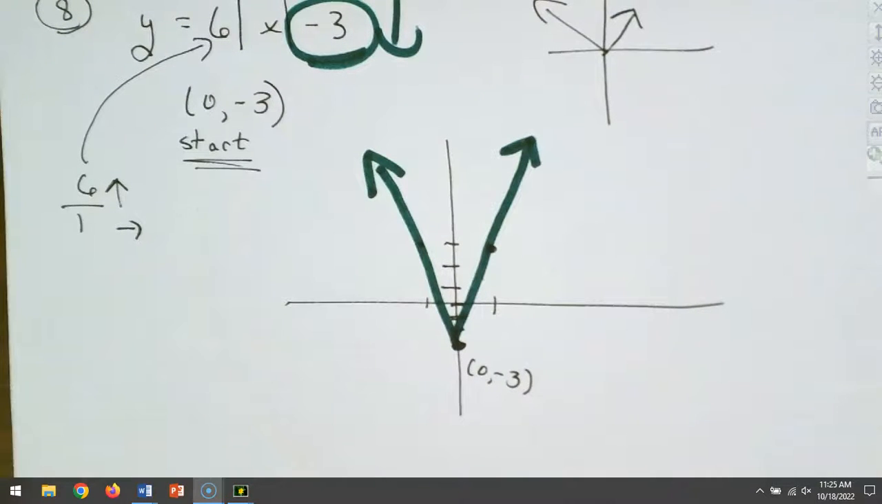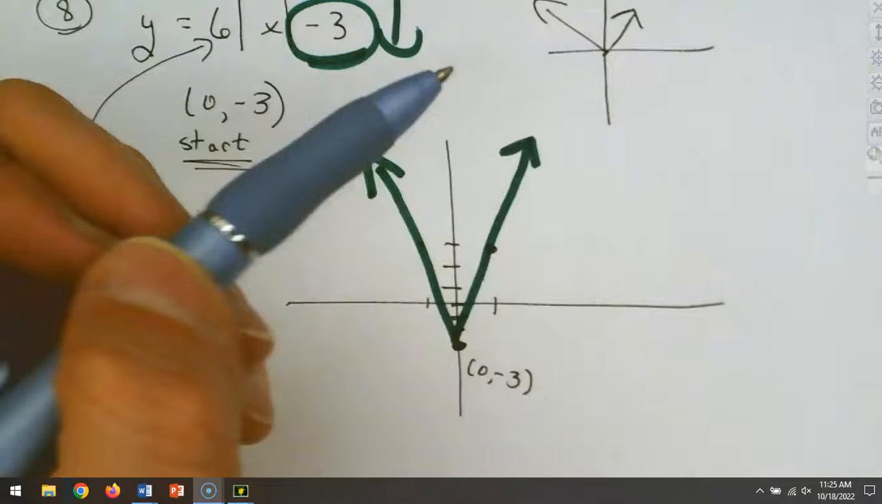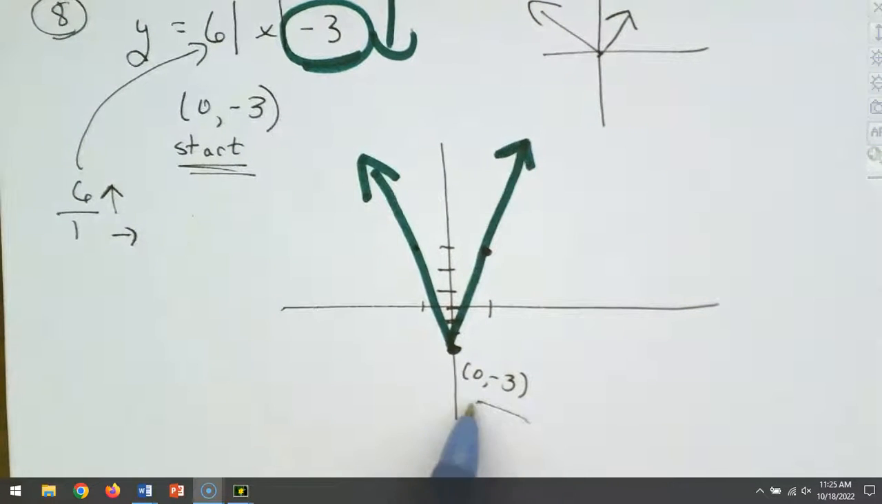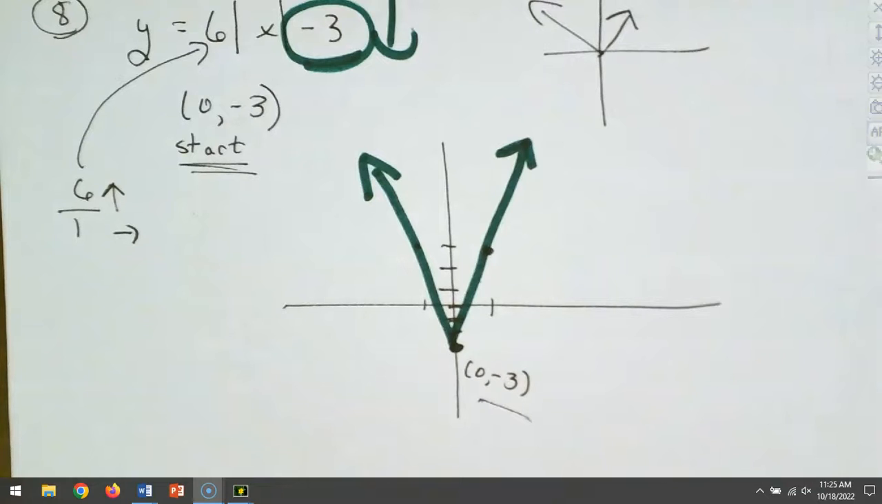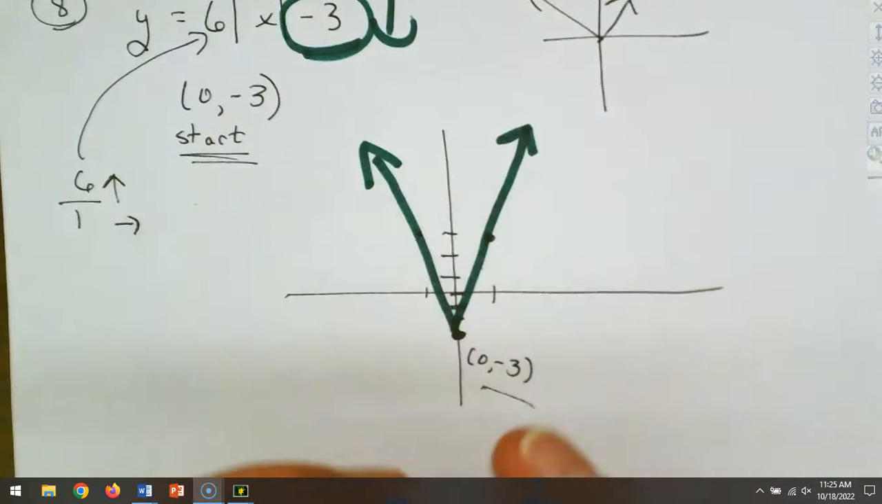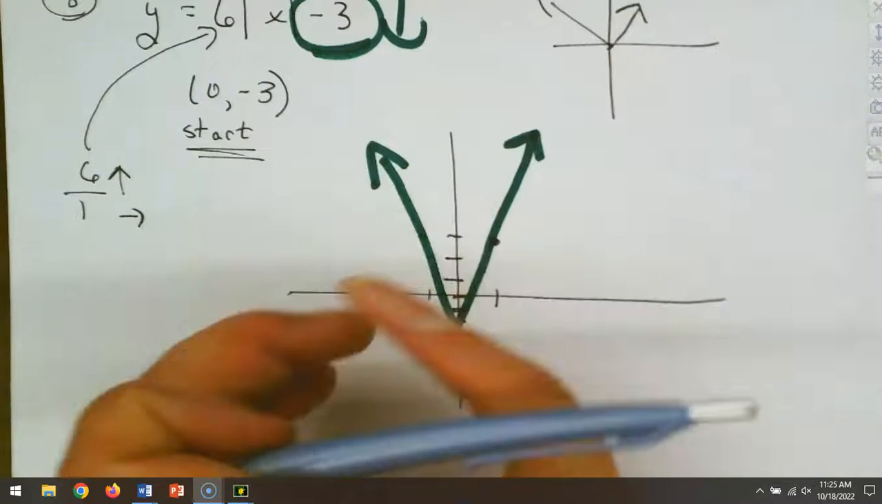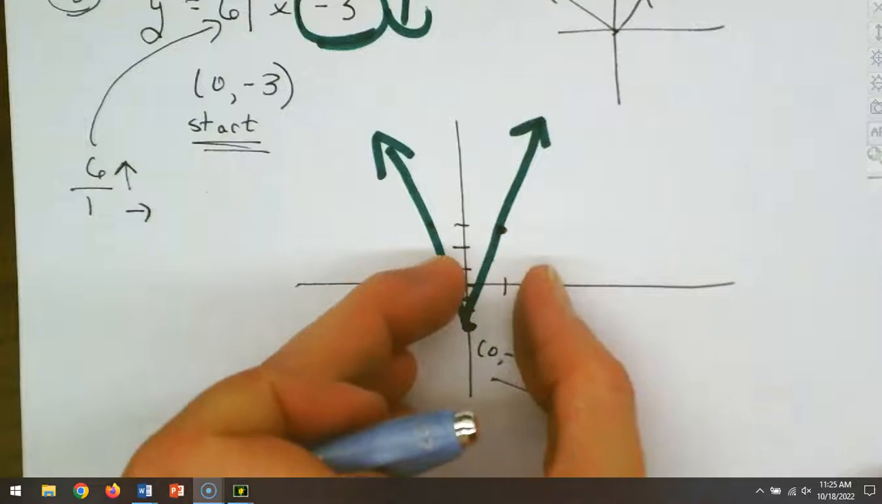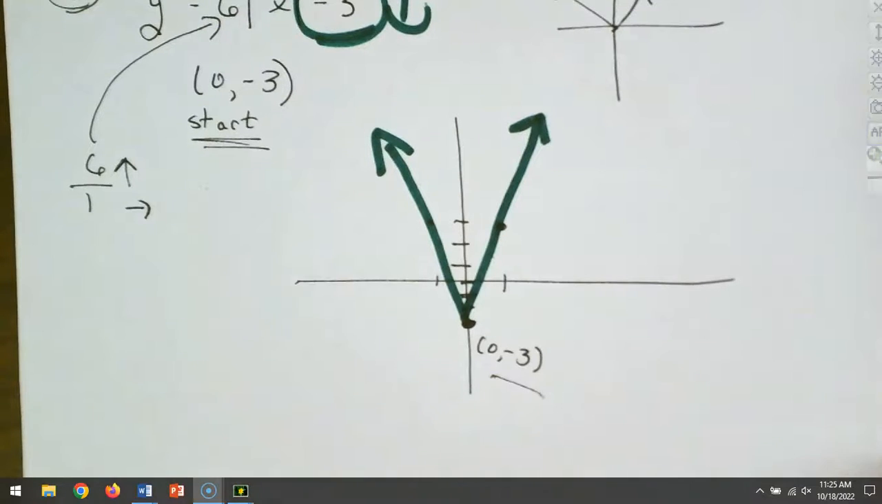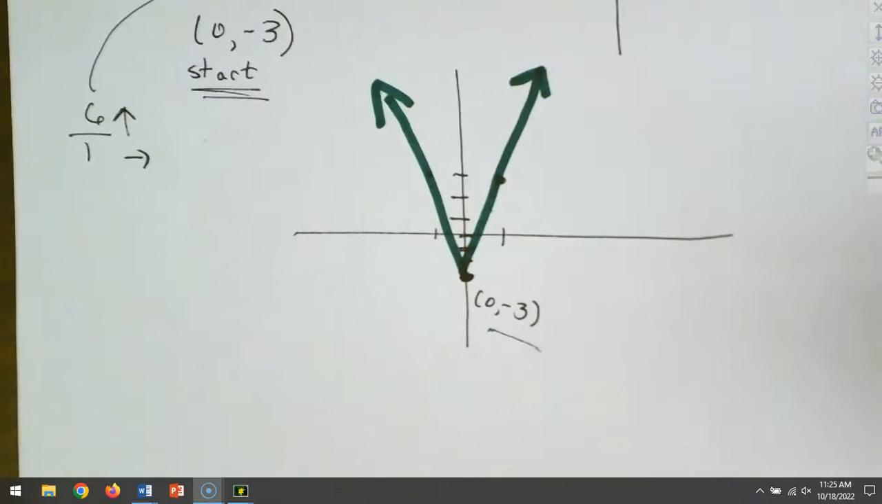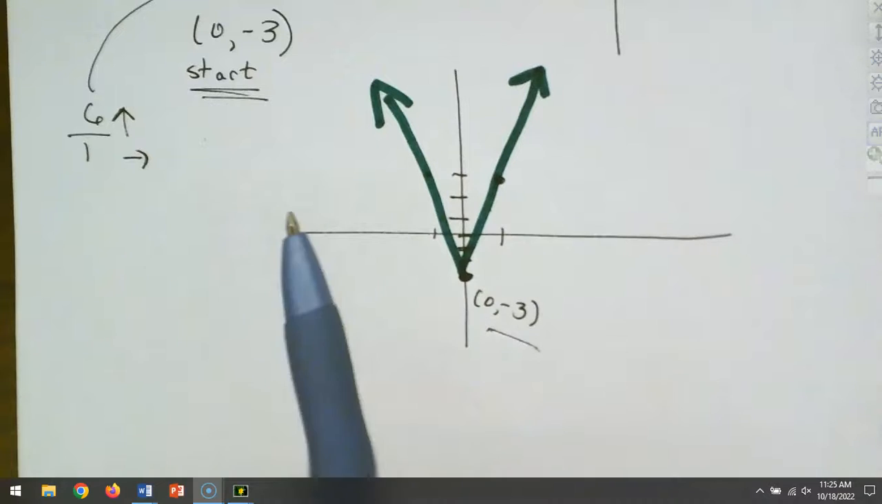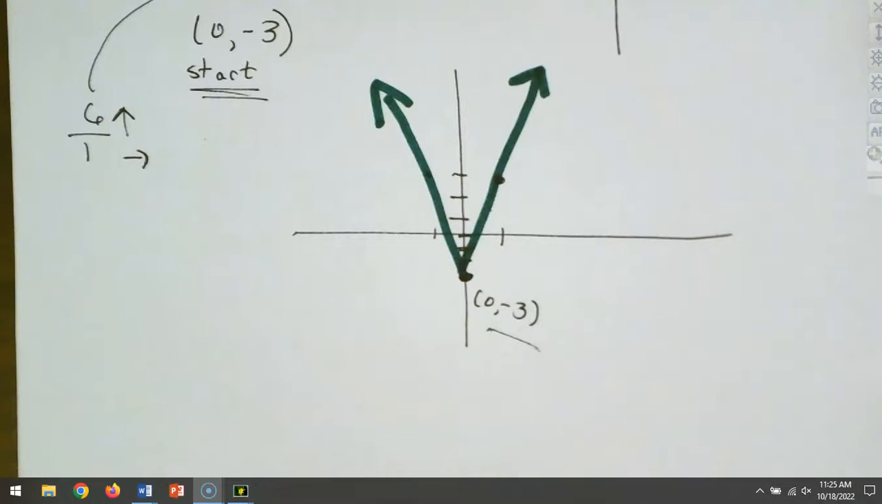Now, what am I looking for when I grade it? I want to make sure that it looks like a V, and I want to make sure that it starts down here, 3 units down. And it needs to be narrower, right? It's been pulled in 6 times, so it's 6 times as narrow. Okay, so that's what I look for, something resembling that. Make sure it's a V, not a U, and make sure it's been slid down 3 units.